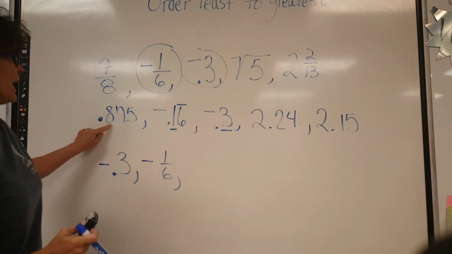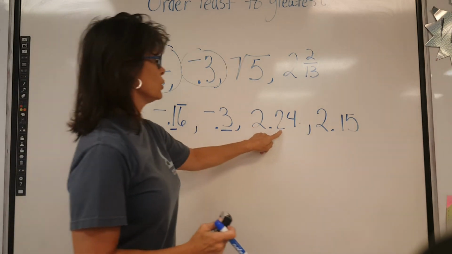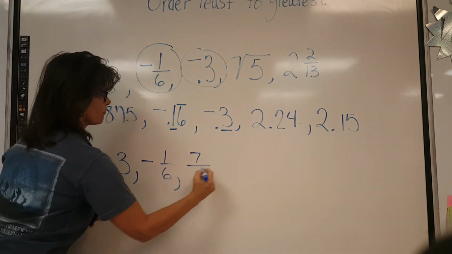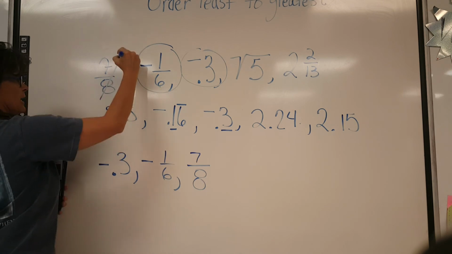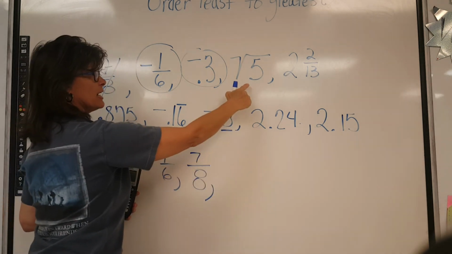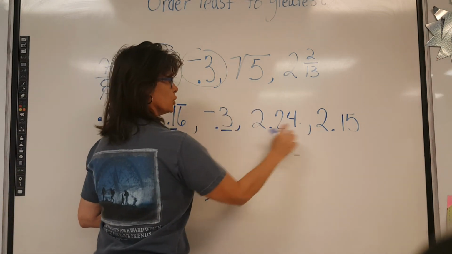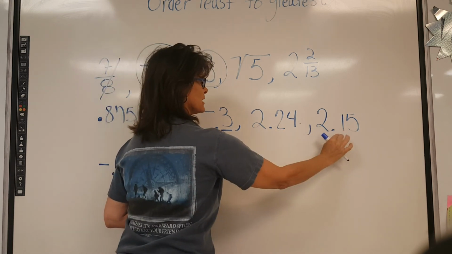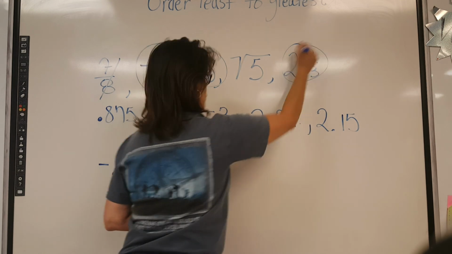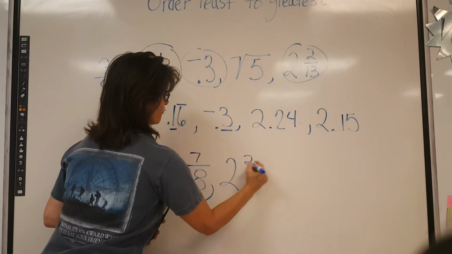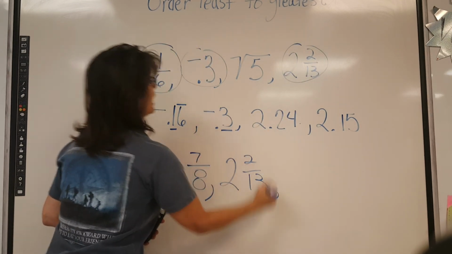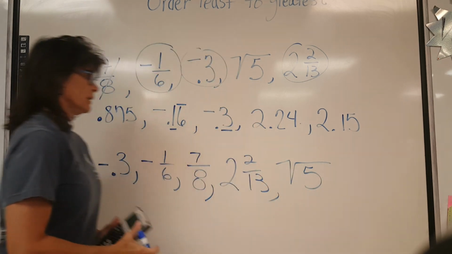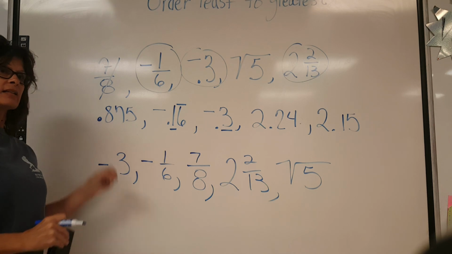So now I have to look. I have 0.8, 2.2, and 2.1. So 0.8, 7/8. And then I have one of these. So the 2's are the same. 0.2, 0.1, this is less. So 2 2/13. And then the last one that is left, the square root of 5. It is simply that easy.